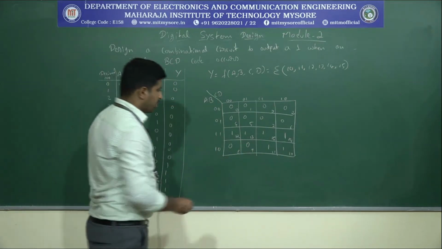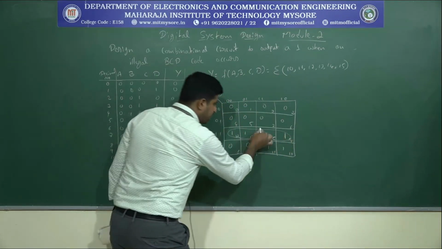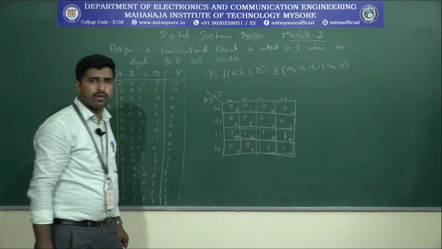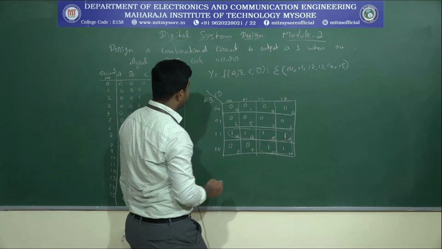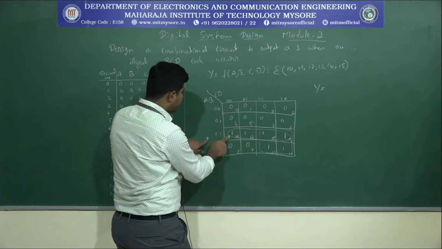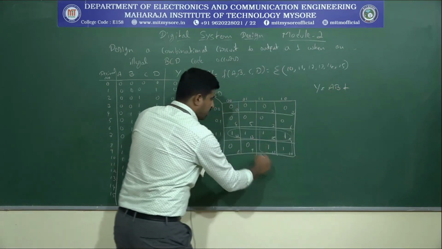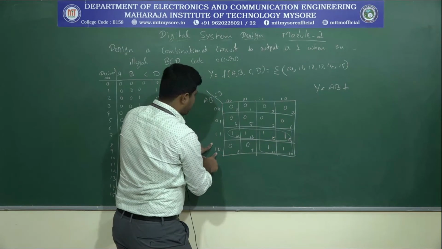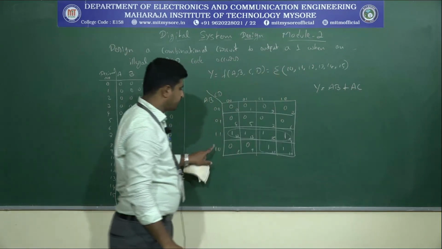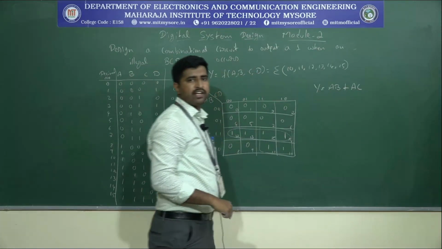Now we need to make the groups. These 4 cells can be one group, and again these 4 cells make one more group. According to this, the equation Y will be AB plus, as per the other group, AC. Let's draw the circuit as per this simplified equation.